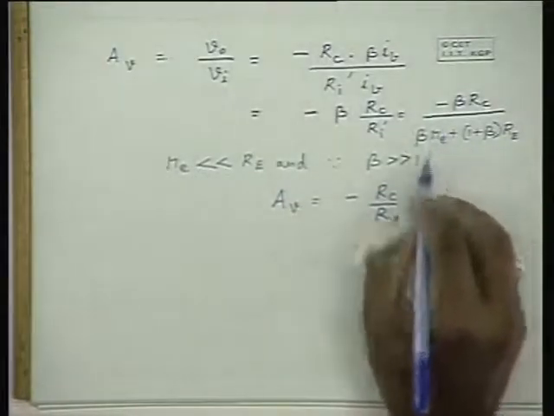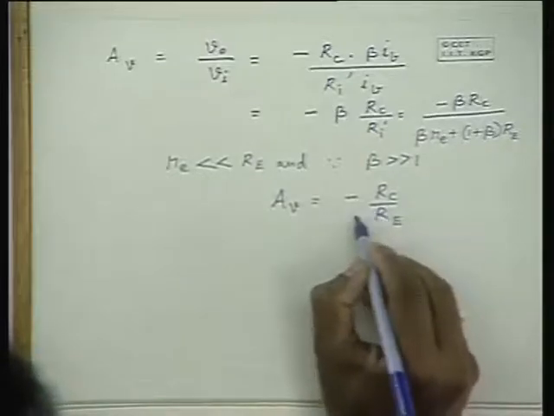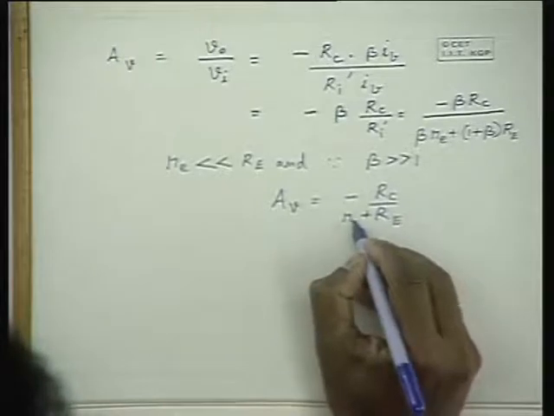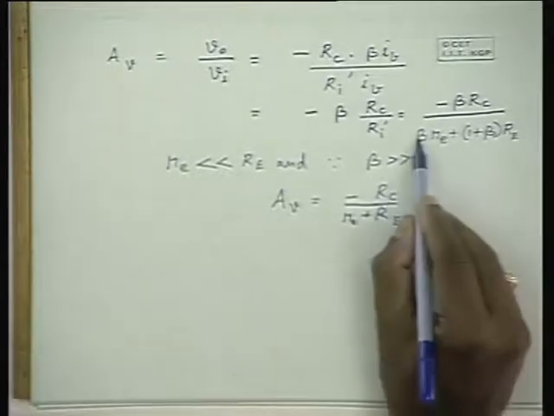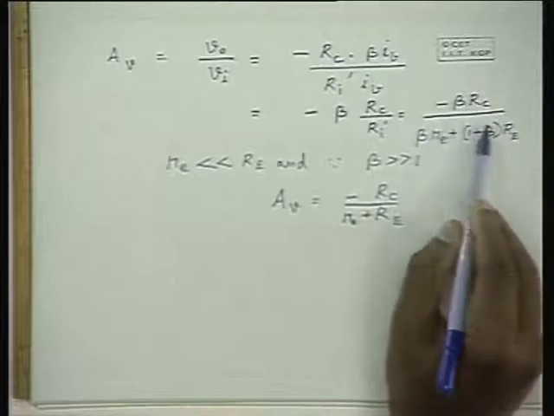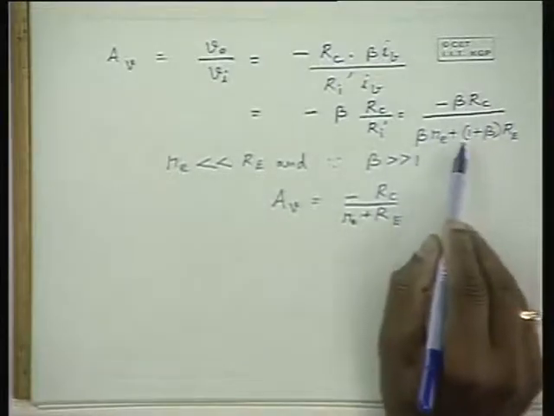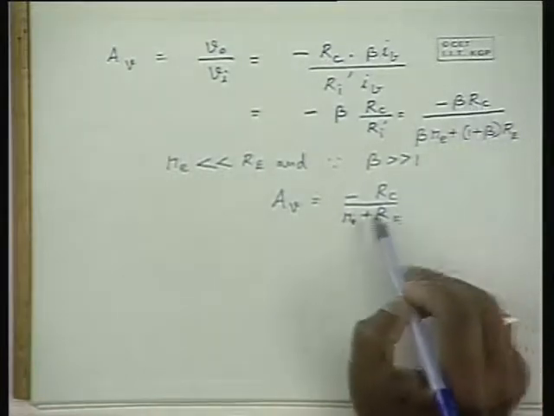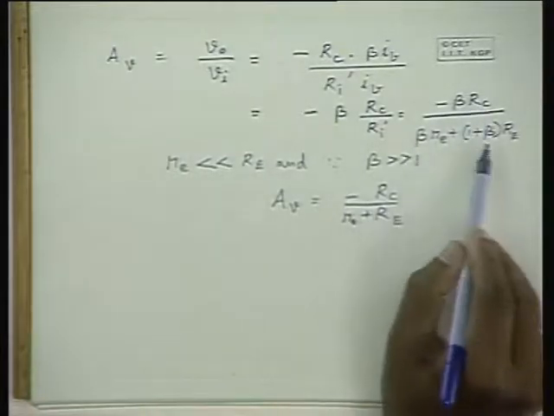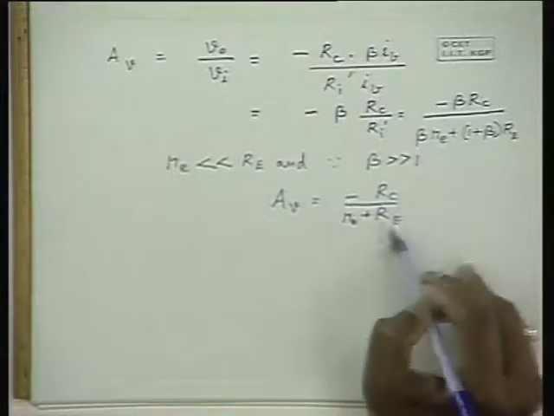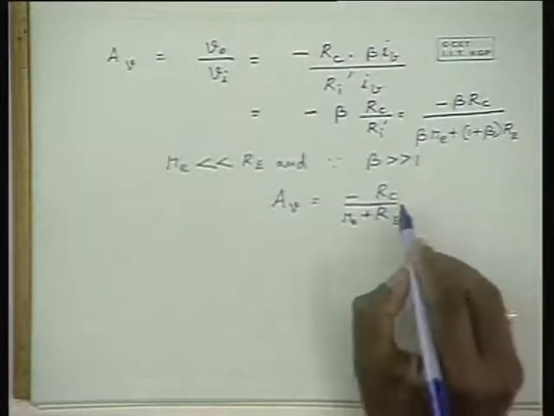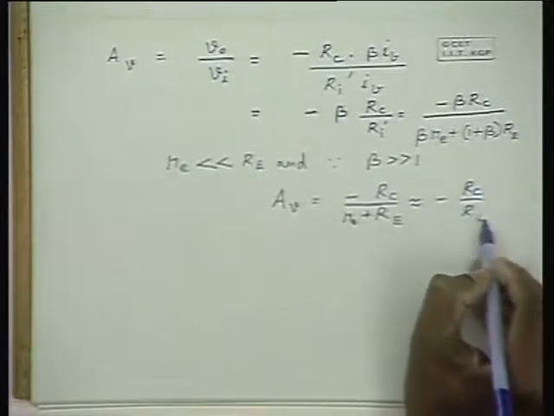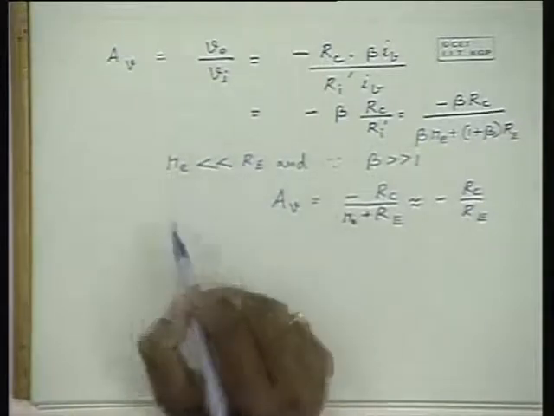This can be written to a better approximation. So this term can be written as, we can add an RE here, and this is a better approximation, assuming that beta is much larger than 1, which is true. So the approximate expression is minus RC by r small e plus capital RE, which in turn can be approximated to minus RC by RE because of this approximation.